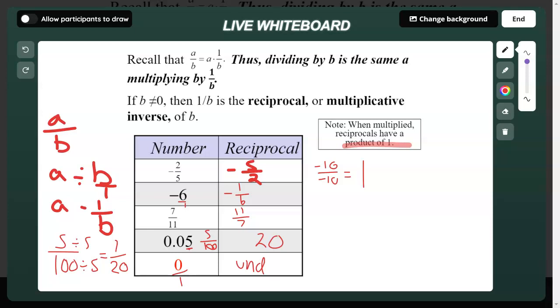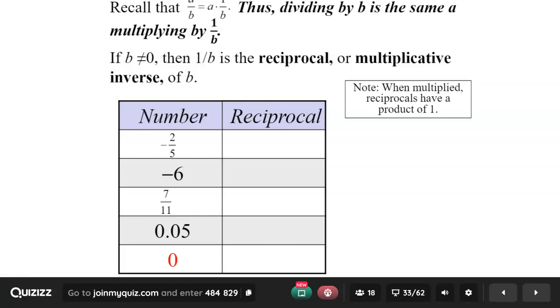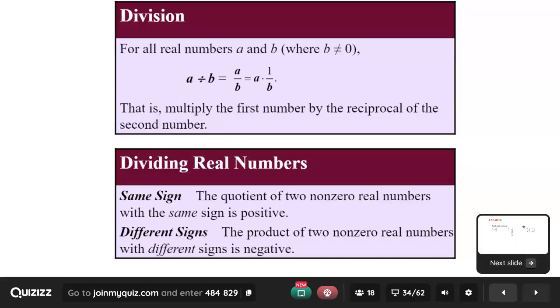And reciprocals are used more than just for division. They're used for so many different things. We'll be using them several times throughout the year. Reciprocals are a powerful tool for rewriting equations into much more manageable expressions. Okay, so with that in mind, with division, we just take the number and we rewrite it as multiplication: keep the first number, change division to multiplication, multiply by the reciprocal, and then we follow the same rules. The same signs is going to be positive, different signs will be negative. All right?